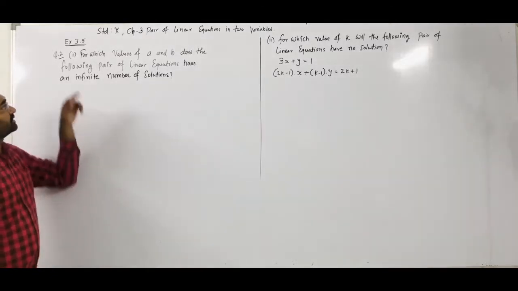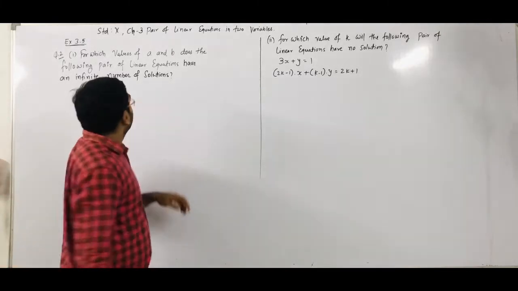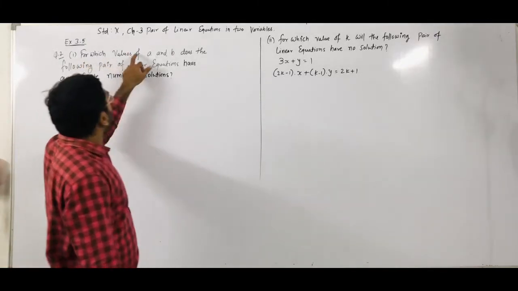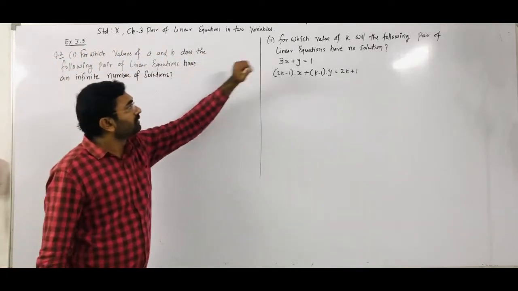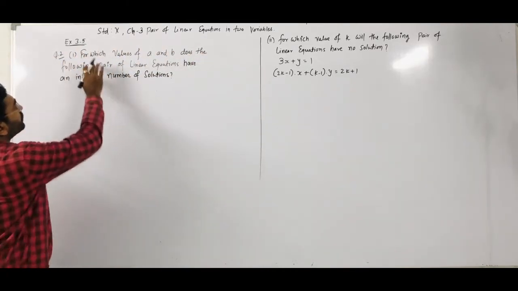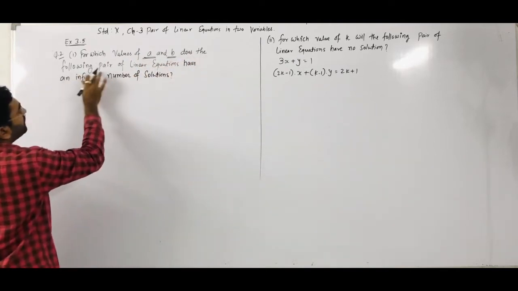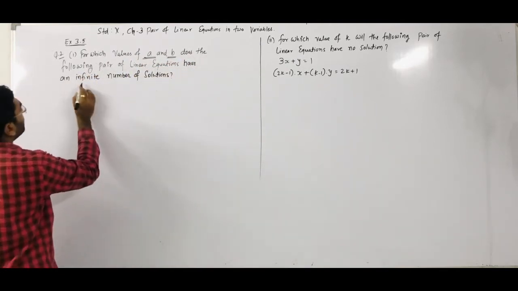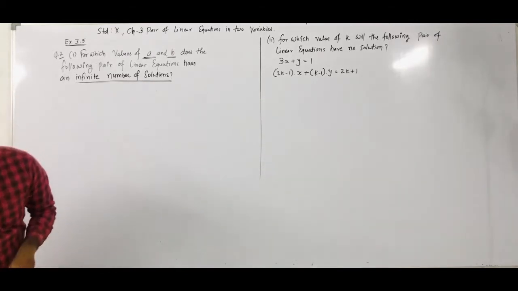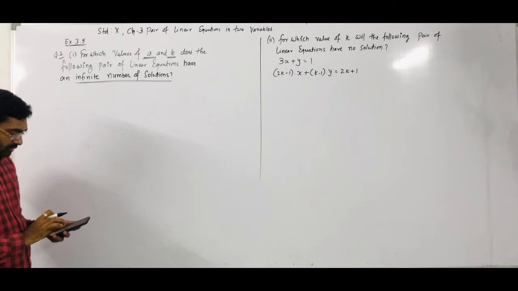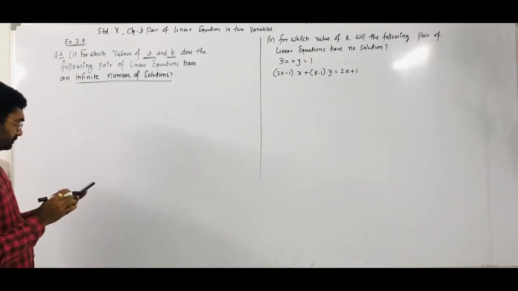Hello students, in exercise 3.5 question number 2, it is given: for which value of a and b. In question number 2 there are two questions given. The first question is: for which value of a and b does the following pair of linear equations have an infinite number of solutions? They ask about the infinite number of solutions. So its equation is also given here.